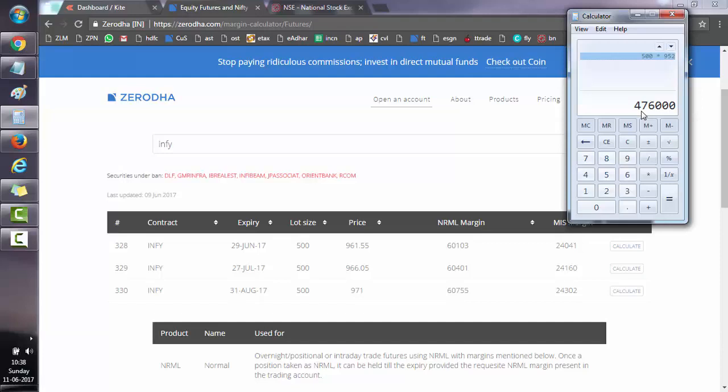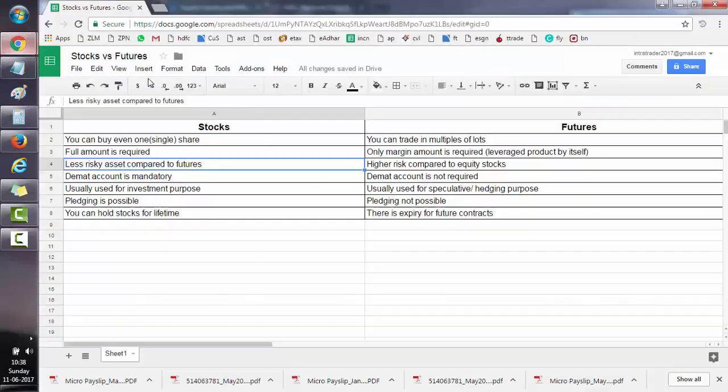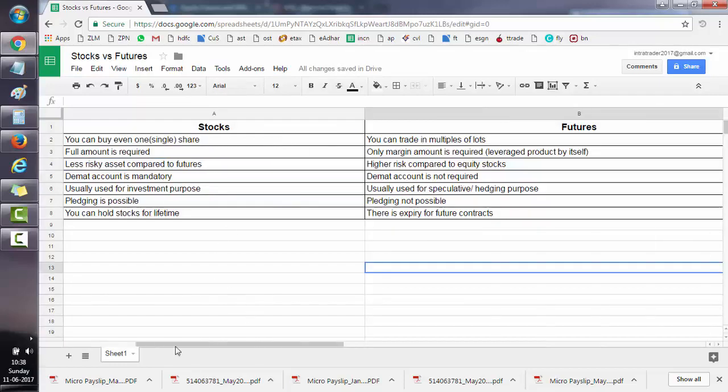So I always give this example: it's like a person who weighs just 40 kgs trying to lift a weight of, say, 200 kgs. That's what is happening with this particular contract. You're buying a contract worth 4,76,000 with only 60,000 rupees in your account. That's why I was saying that in case of a future contract the risk is more, as you are paying only a part of the amount to buy the full contract itself.